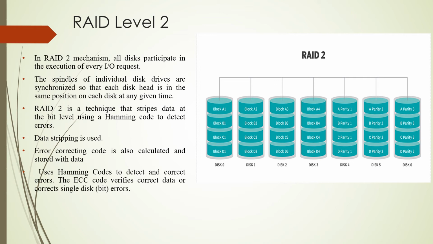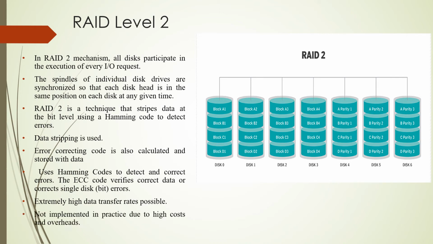It uses Hamming code to detect and correct errors. The error correction code verifies the correct data or corrects the disk if any error has occurred. Extremely high data transfer rates are possible. It is not implemented in practice due to the high cost and the overheads.